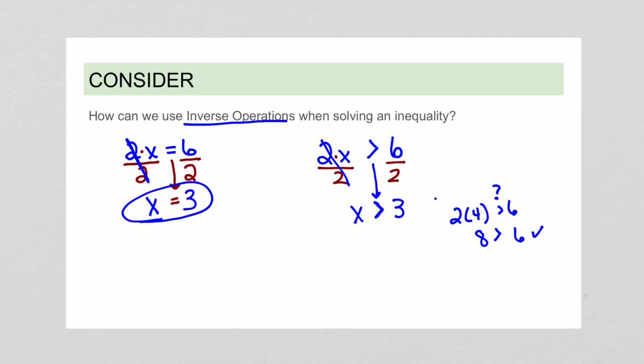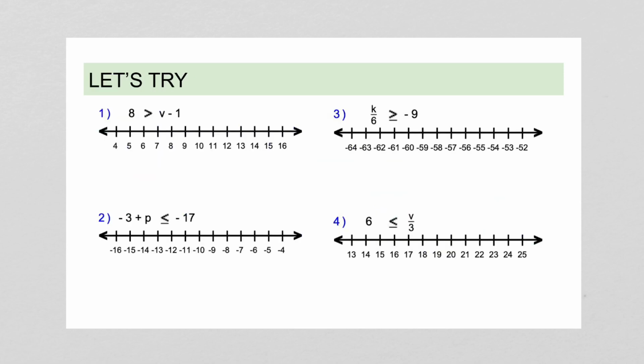So basically, in most cases, we're able to treat it the same way we would an equation and just make sure that we follow down with that symbol to make sure everything stays in balance. What we do to one side, we do to the other. So let's try that. Here I have 8 is greater than v minus 1.